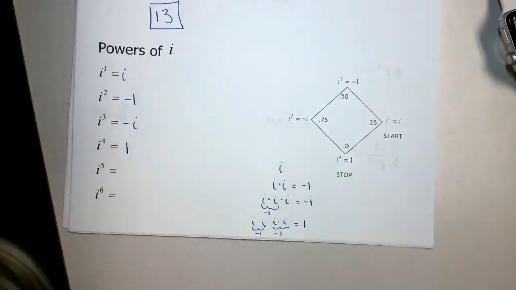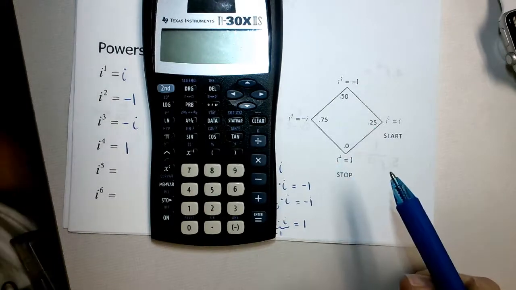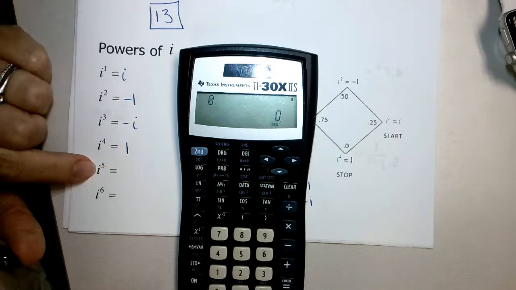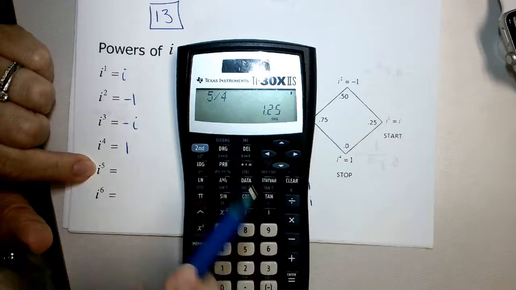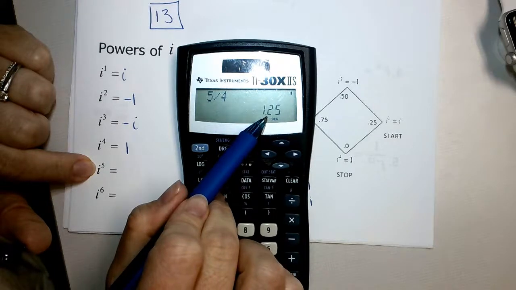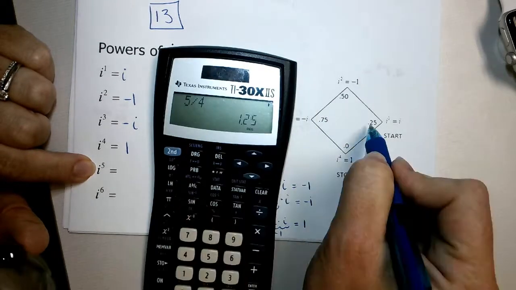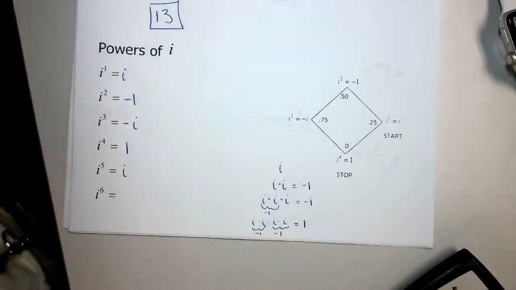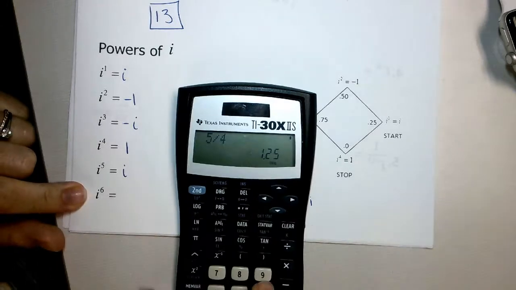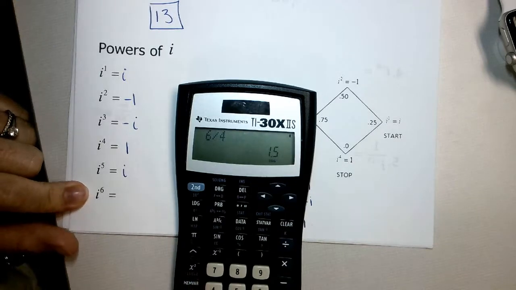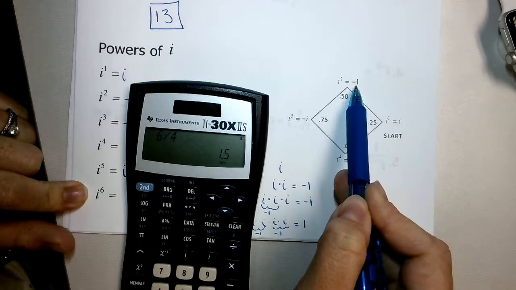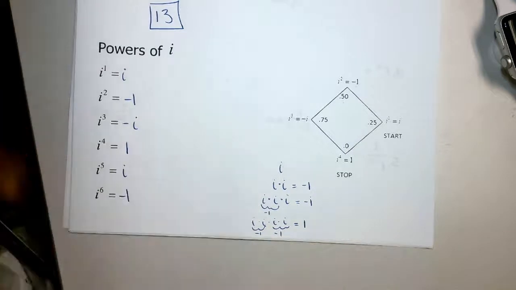How many answer options are there? 4. So you take your power, which our power here is 5, and you divide it by 4. What's my decimal? 0.25. What does 0.25 equal? Just I. So here's a 6. 6 divided by 4 is 1.5. Where's a 0.5? At the top. So what does it equal? Negative 1.